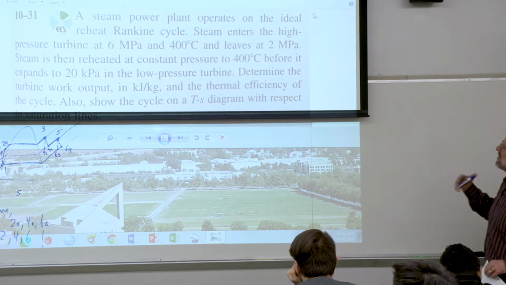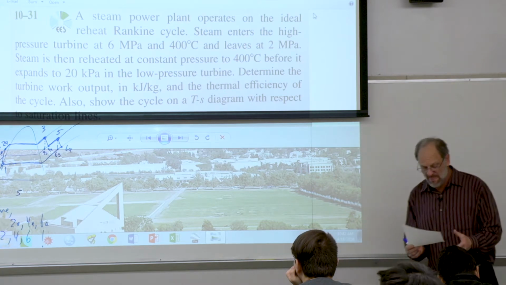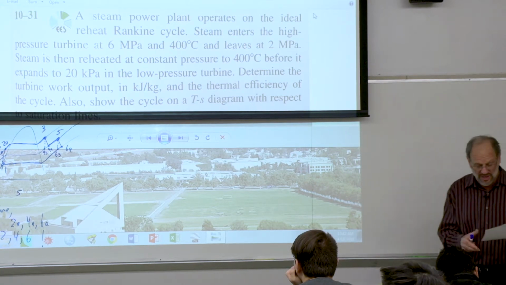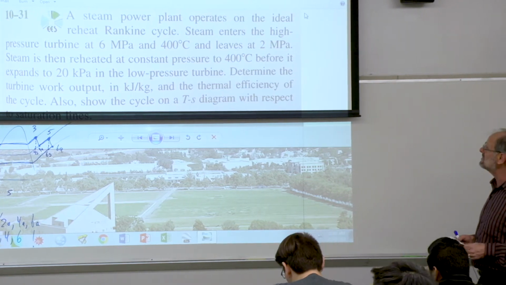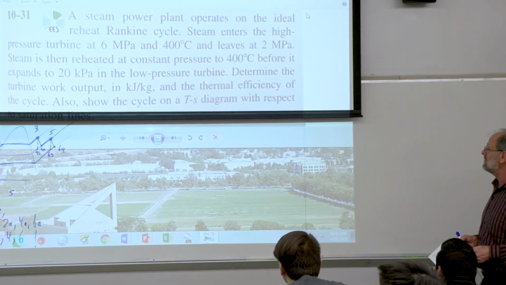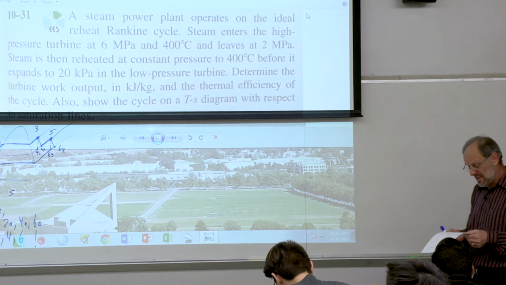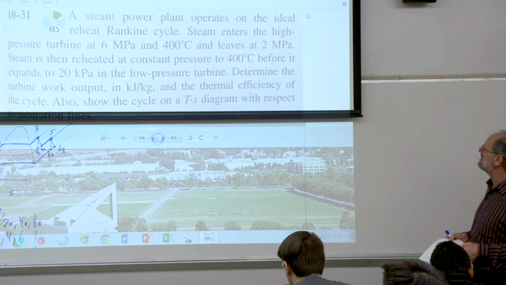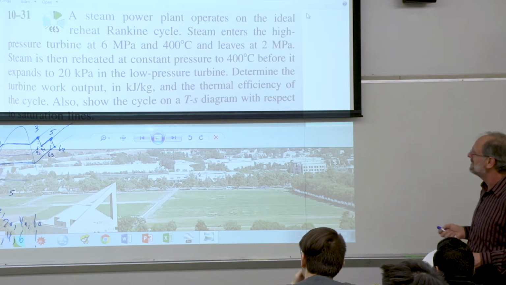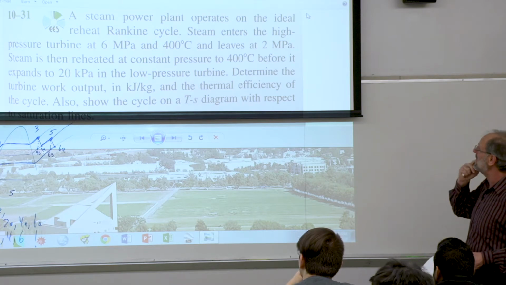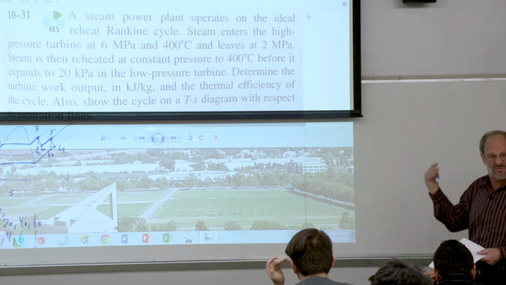All right, so we have a steam power plant. Steam power plants are modeled using the Rankine cycle. In this case, we're told that we have an ideal reheat Rankine cycle. We're given the pressure and temperature as it enters the turbine, and we're also given the pressure as it leaves at 2 megapascals. Note that it does say the high pressure turbine. So these conditions of 6 megapascals and 400 clearly represent point 3. It leaves at 2 megapascals, so that would be the pressure of the reheat.